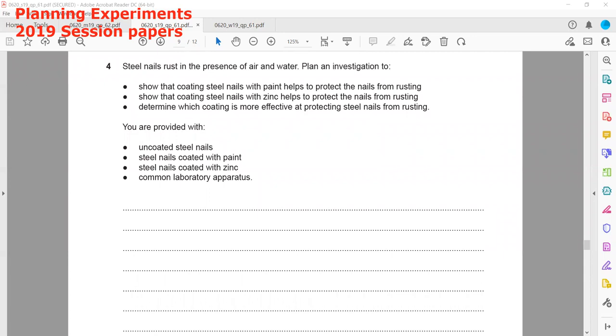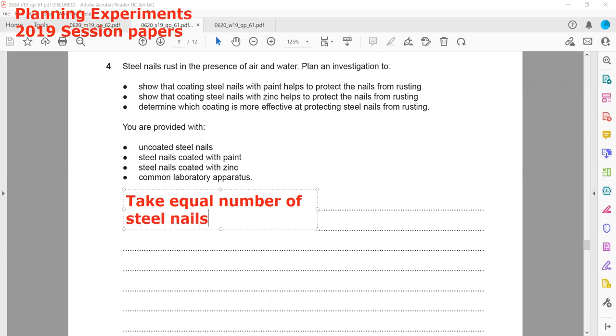And then we will filter and reweigh the nails. The one which shows the smallest change in mass, or negligible change in mass, or has a small quantity of rust on it, is the most suitable coating. So we'll take an equal number of steel nails in 3 different test tubes.